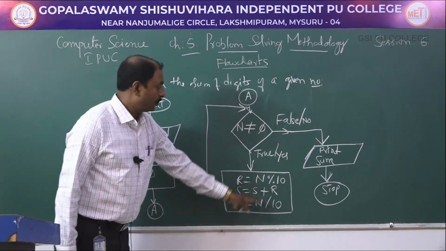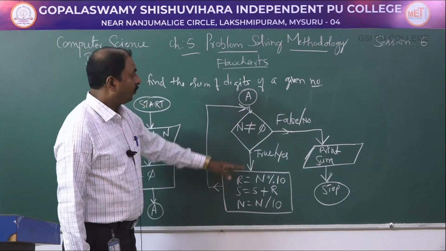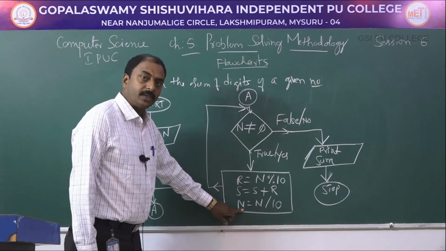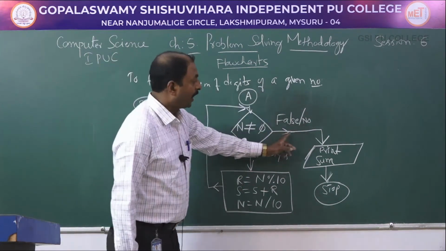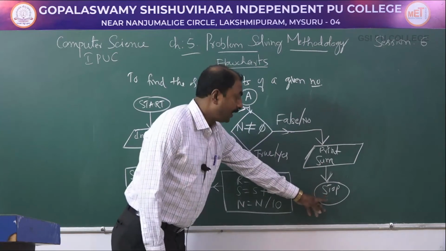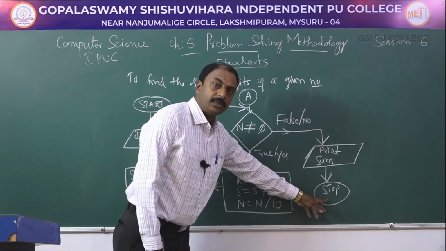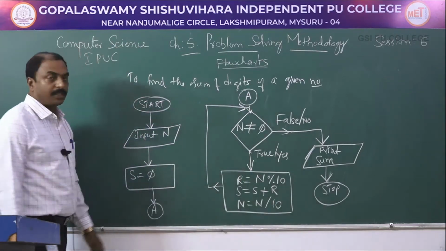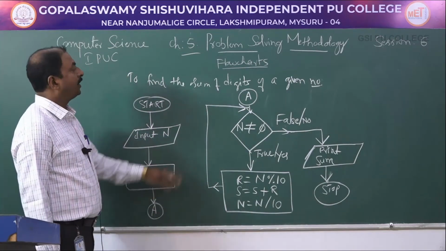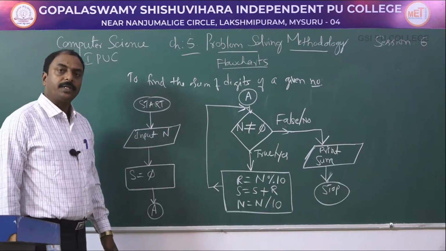It keeps on doing this process, and once the n value becomes 0 or less than or equal to 0, the condition fails or is false, it will print the sum and stop executing the statements. Here we have stopped the flowchart. So this is a flowchart to find the sum of digits of a given number.